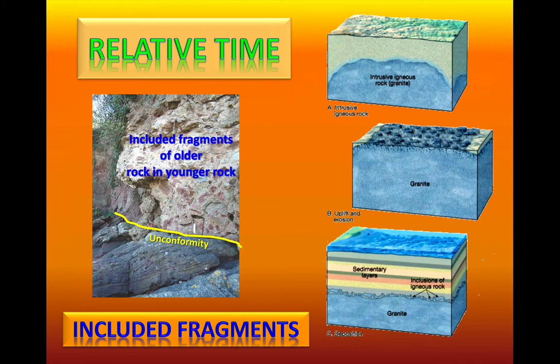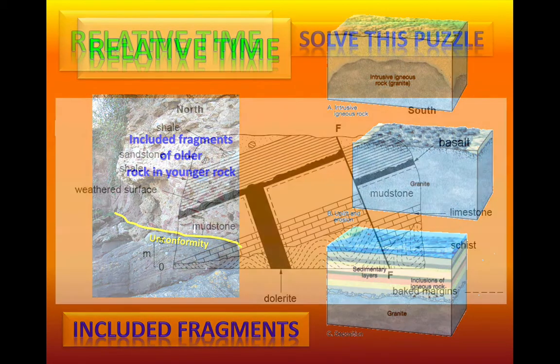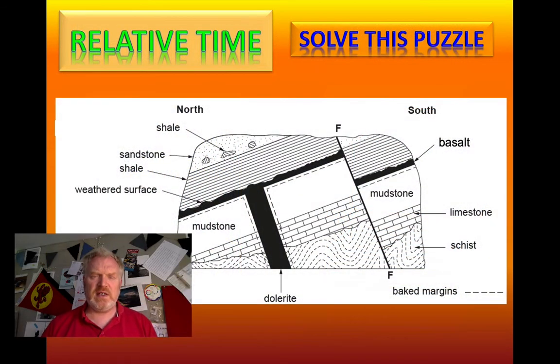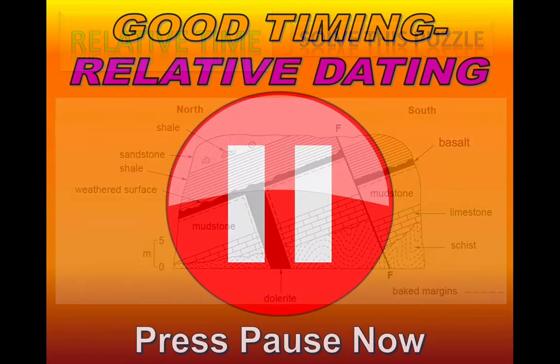Okay, let's have a go at applying this. In fact, let's put everything together. So this is a field sketch of an outcrop of rock. We've got lots of different things going on here. What I'd like you to do is have a go at question 11 on page 17 of your booklets. Can you put these things in order, and can you label the geological features that you can see? Start with 1 as the oldest and keep on going. Have a go at that. Press pause now.